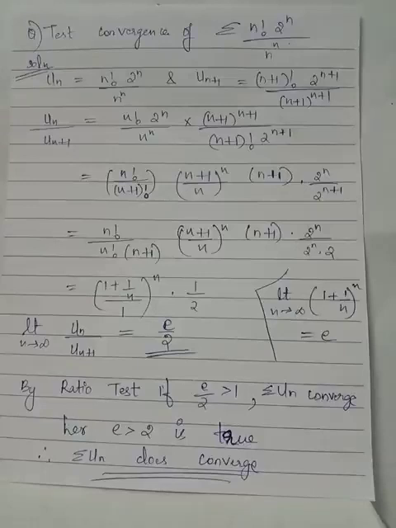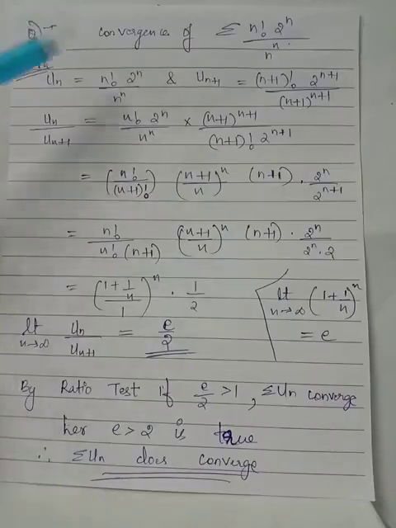Expression of summation n factorial 2 raised to n divided by n raised to n. We have the general nth term of the series given by un equals n factorial into 2 raised to n divided by n raised to n. We will obtain un plus 1 by just replacing every n in this expression by n plus 1. Now we take the ratio un by un plus 1.